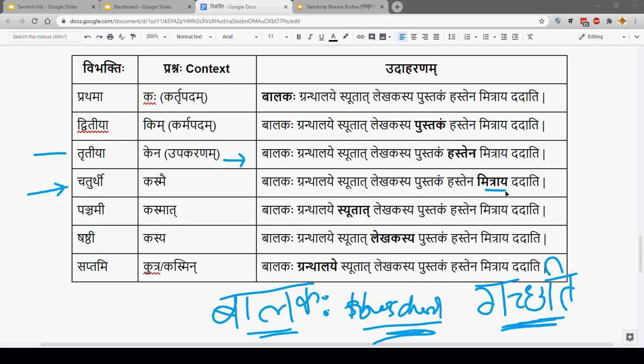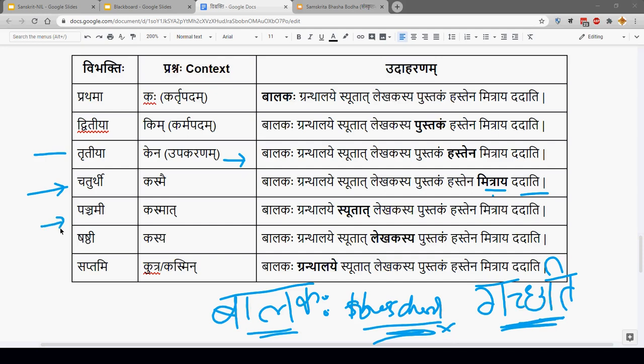What is the role for the fourth case suffix? Who is getting the benefit? Mitraya. So like dana, gives, is the giving action. Who is getting the benefit out of that action? So here, gacchati, gamana kriya. Gamana means the going, goes. So nobody is benefiting out of this. So the fourth case suffix also cannot be applied to school. For school, we can use vidyalaya.